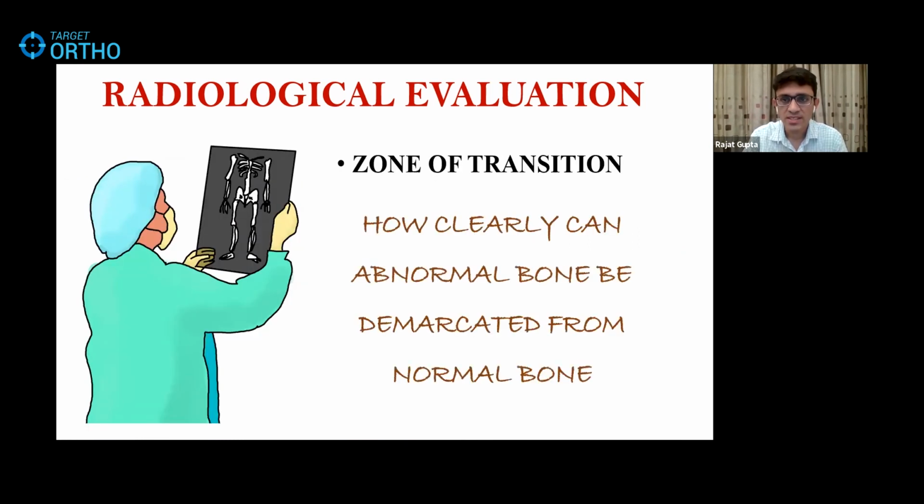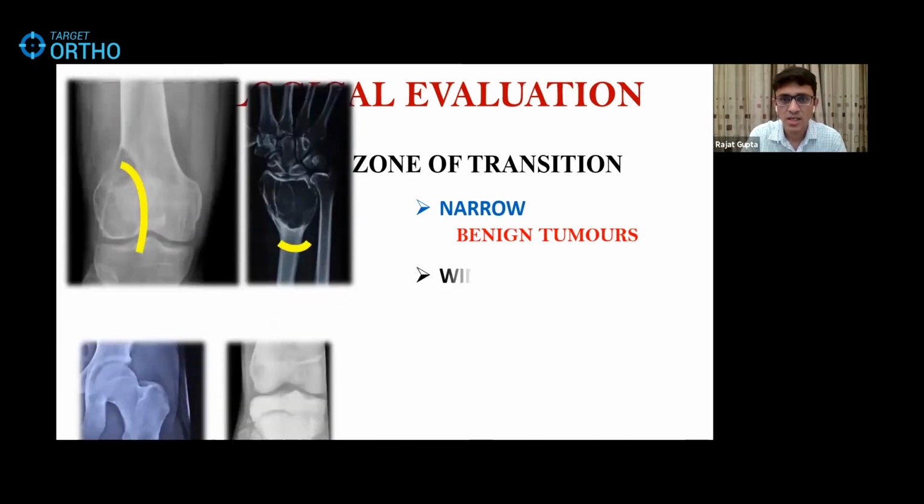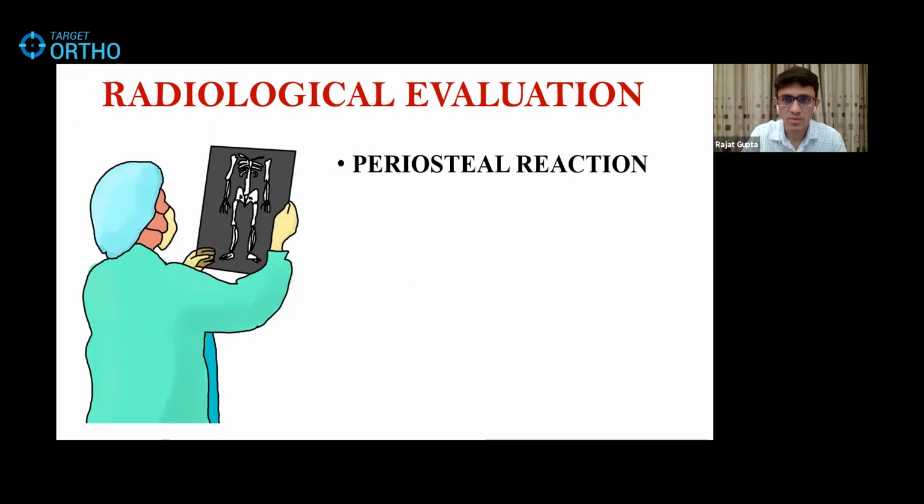So it basically tells us how clearly we can demarcate an abnormal bone from the normal bone. If the zone of transition is narrow, that means there is a clear-cut transition between the abnormal and the normal bone. It usually signifies benign tumors. For example, here we can see there is a clear-cut zone of demarcation between the abnormal and the normal. Or it could be a wide zone of transition, typically seen in malignant bone tumors, where we cannot differentiate where the abnormal bone is ending and the normal is starting.